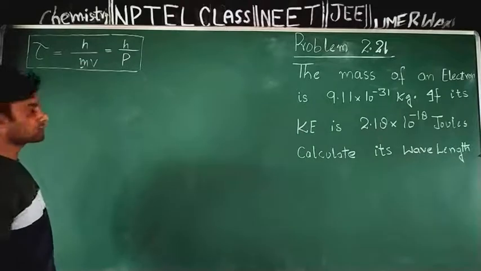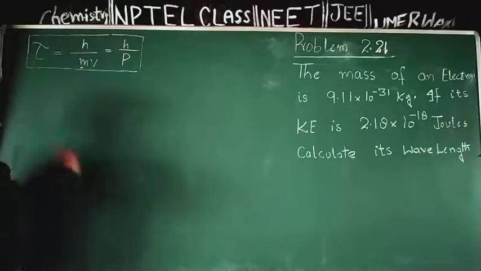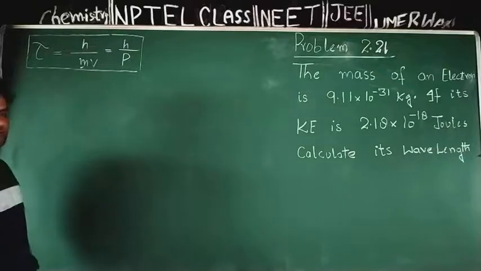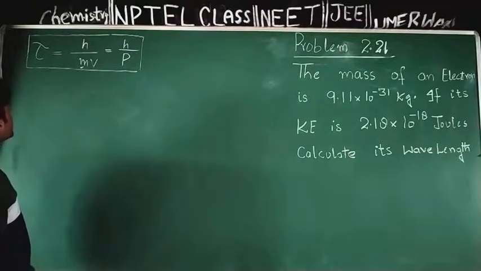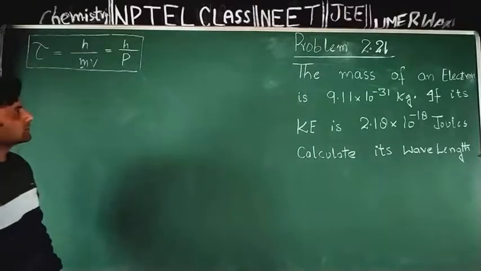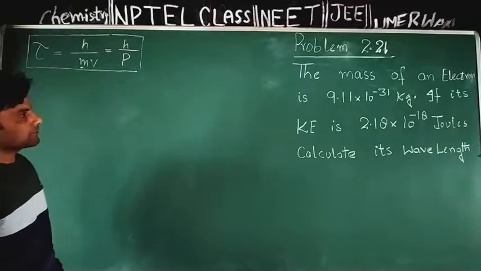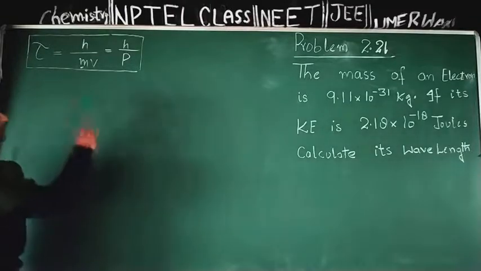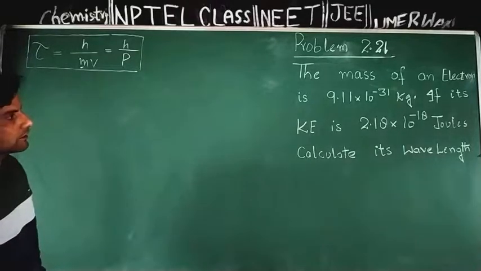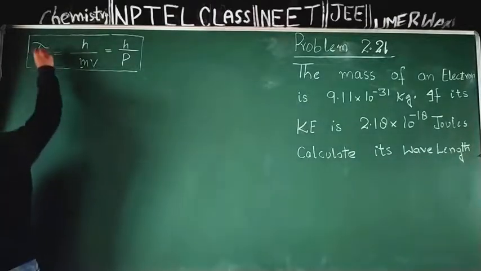the problem is based on the electron. The electron has small, negligible mass, so its wave character is significant. In this problem we are interested in calculating the wavelength of the wave which is associated with a moving electron in an atom. Mass of electron is given, kinetic energy of electron is given. We have to find the wavelength.